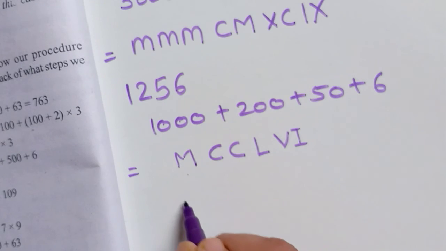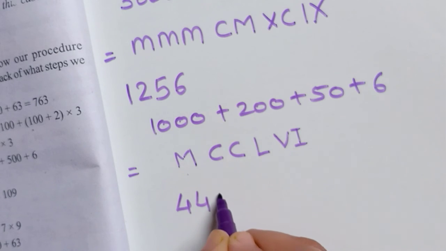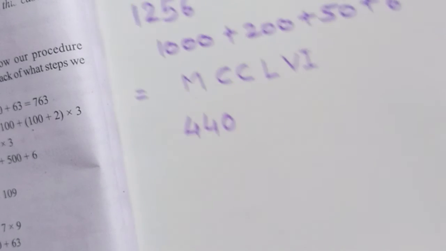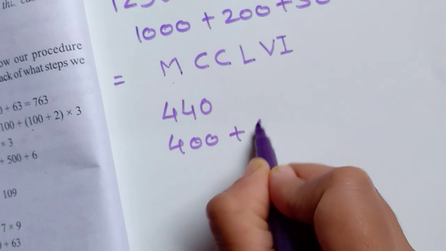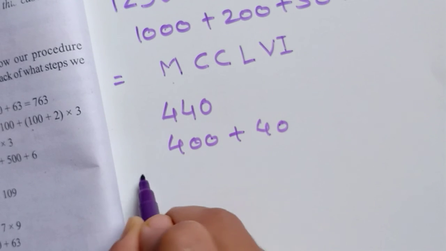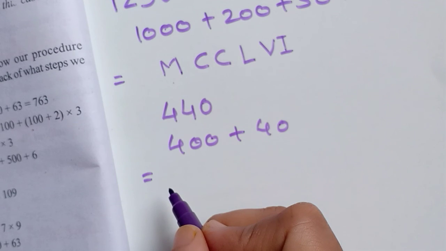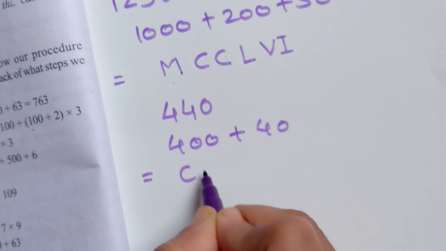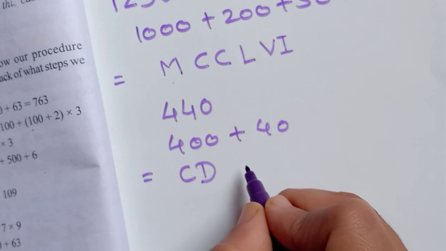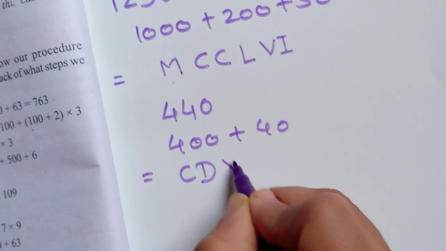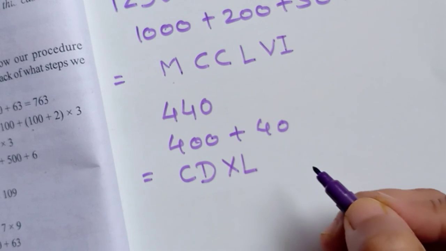Let's take another, suppose 440. It is 400 plus 40. So 400, we write CD. It is my 400. And 40, we write XL. This is 440.